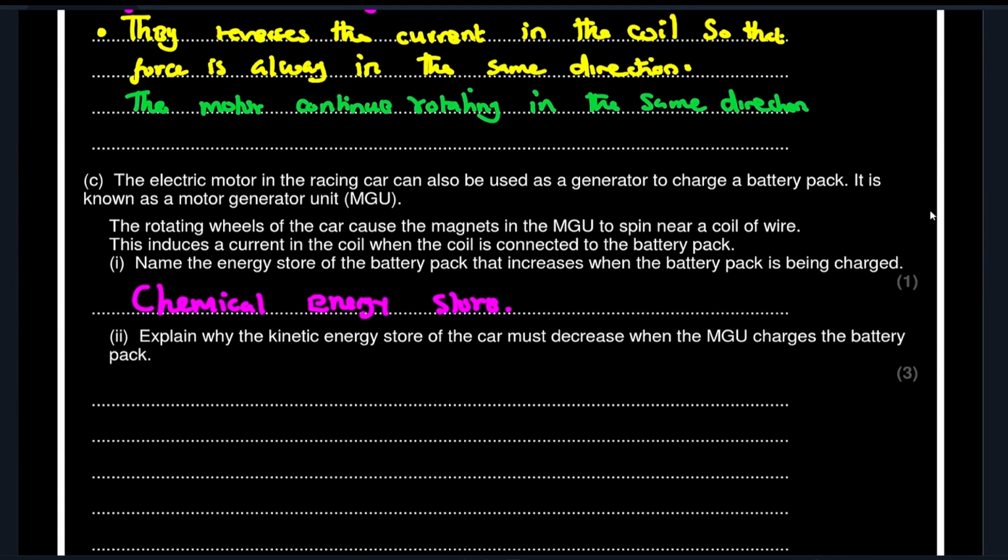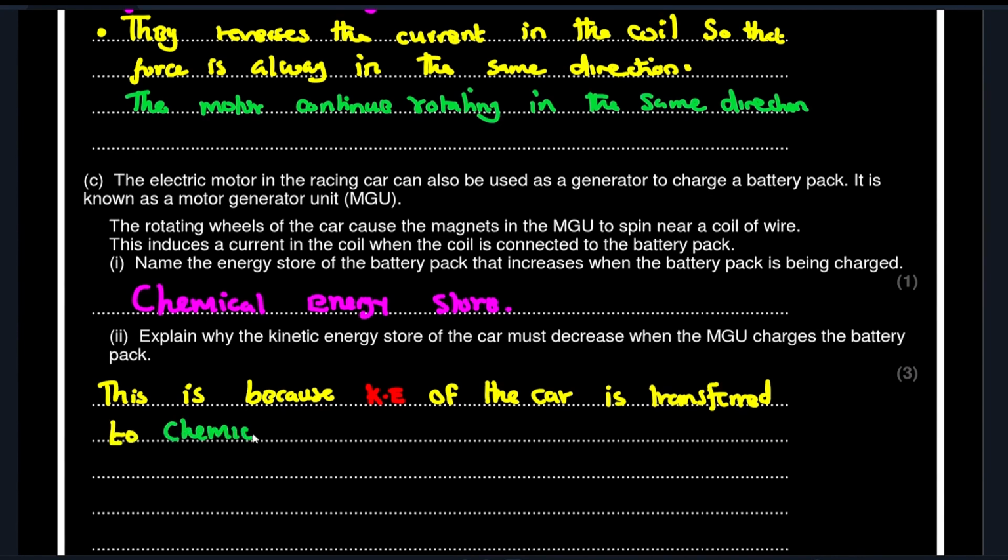So we're supposed to explain why the kinetic energy store of the car must decrease when the MGU charges the battery. So we're going to say this is because the kinetic energy of the car is transferred to the chemical energy store of the battery pack. And this is according to the law of conservation of energy, that energy cannot be destroyed but can be converted from one form to another.